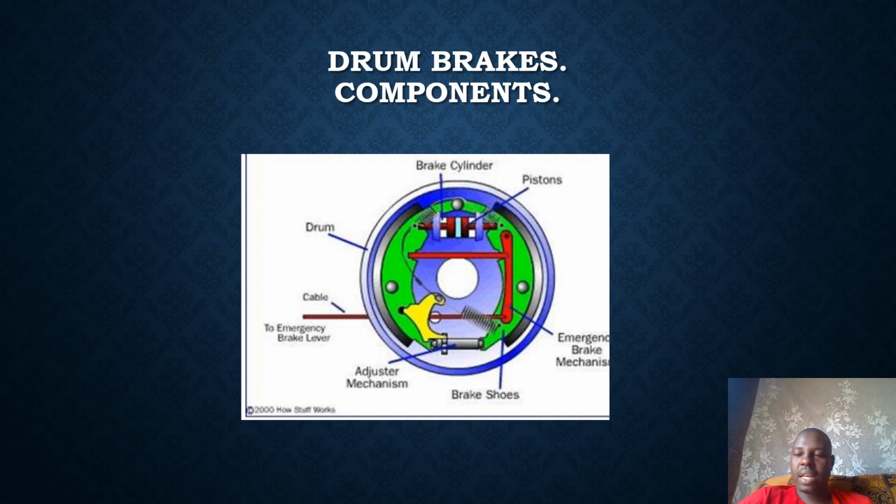You will see the components of drum brakes. There is what we call the drum. It has a brake cylinder. It also has a piston, brake shoes, and an adjustable mechanism. If you look at this diagram, you are able to identify the key components of drum brakes, and this diagram can really explain what happens during operation. I think the diagram is well elaborated because you can identify those parts clearly.